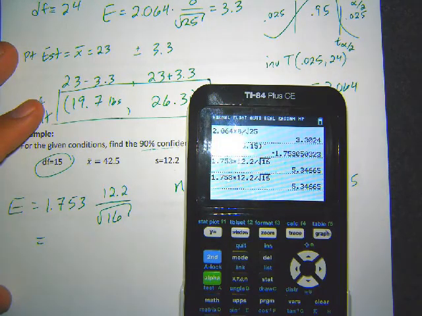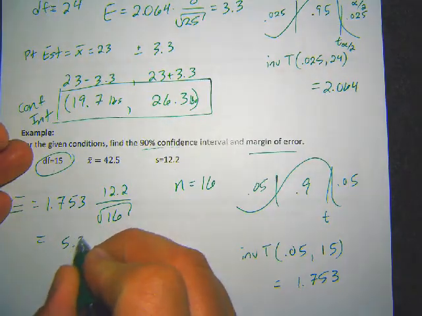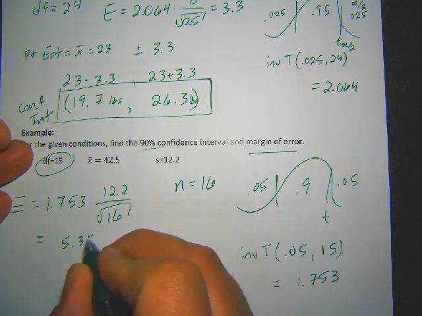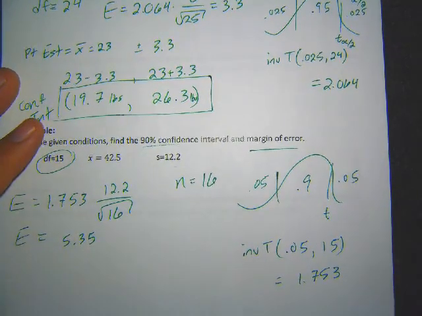And, oops, I just typed it in twice. So I get 5.35. I'm going to go down to there, 5.35. That's our margin of error. That's how much margin of error we have.